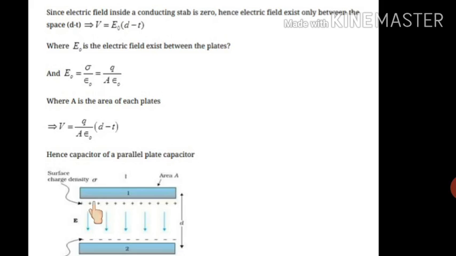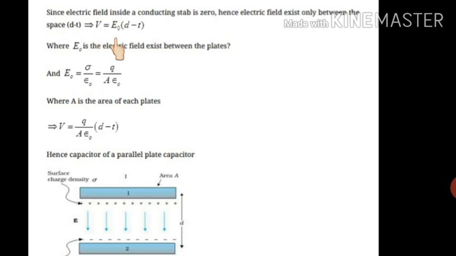Okay, now these are the two plates. This is positively charged, this is negatively charged. The distance between them is D. And if a conducting slab of thickness T is introduced, now we know this thing, inside the conductor electric field is 0. So you just tell me one thing, where does this electric field exist now? See, if the thickness of the conducting slab is T and inside the conductor there is no electric field, in which space will the electric field exist? It will exist in D minus T. I think this thing is clear.